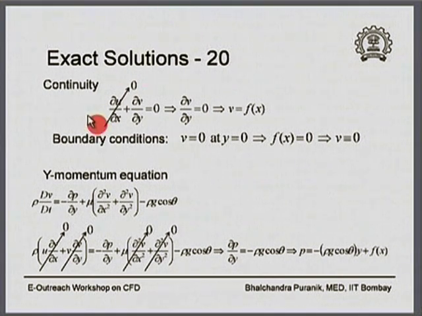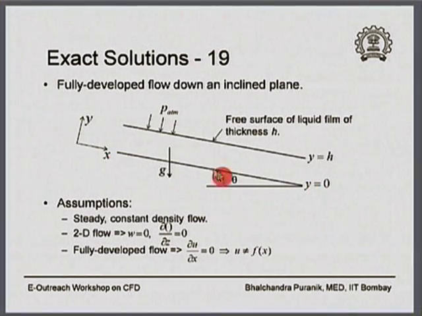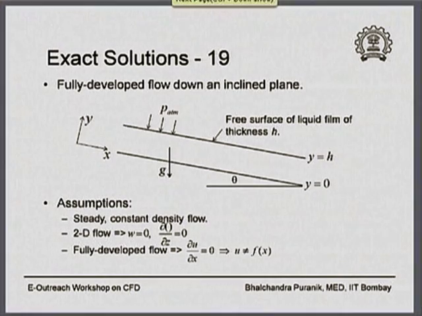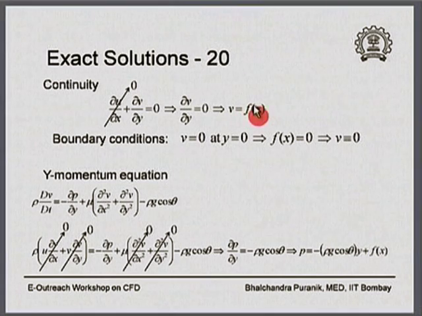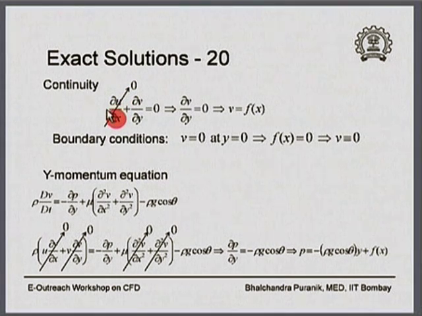Exact same procedure. We start with continuity, simplify it, and immediately we realize that there is only v as a function of x, the y velocity. Employ the boundary condition that at y equal to 0, which is our plate, since it is assumed to be a solid impervious plate, the normal velocity component will be 0, which forces us to conclude that this function of x is exactly equal to 0. Therefore we again generate the same conclusion that there is no y component of velocity in this situation. So it is again coming from the use of the fully developed condition.